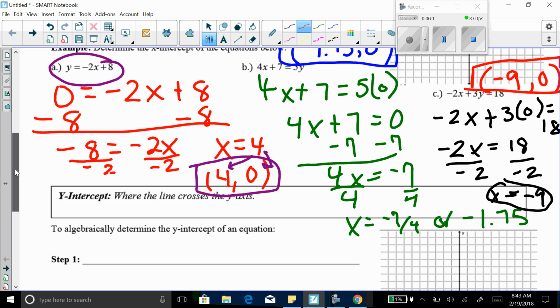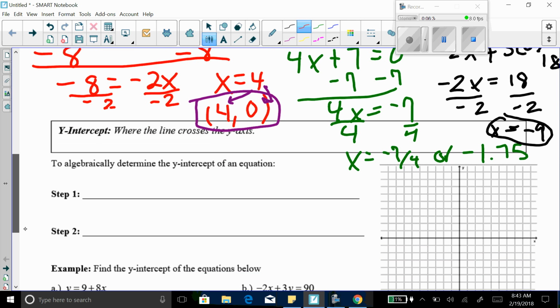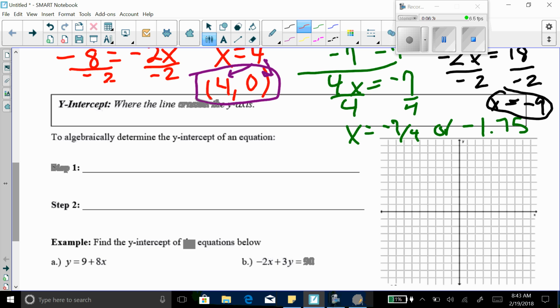So I was going to do y-intercepts in a different way, but I think it's pretty easy that you guys could figure it out. To find the y-intercept, that's where the line crosses the y-axis. So again, I know you already have a line drawn on your graph here. But if I were to draw a line here, my y-intercept would be right here, where the line crosses the y-axis.